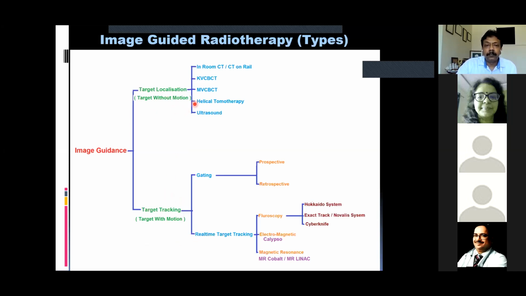In localization, we use in-room CT or CT on rail, kV-CBCT, MV-CBCT, helical tomotherapy, or ultrasound-based image-guided radiotherapy. In target tracking, we may use gating or real-time target tracking. In gating, we have prospective gating, and another is retrospective gating using 4D CT. And real-time target tracking is based on fluoroscopy, electromagnetic technology or magnetic resonance technology. In fluoroscopy, we have the Hokkaido system, ExacTrac Novalis system, and CyberKnife. In electromagnetic, we have the Calypso system.